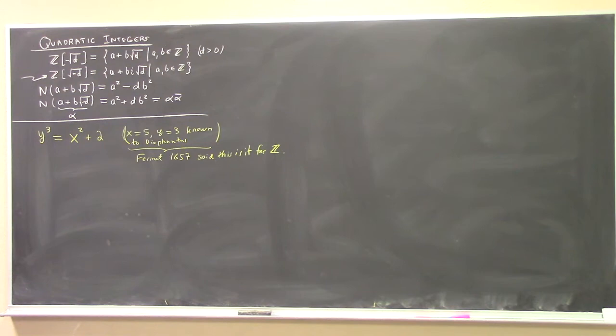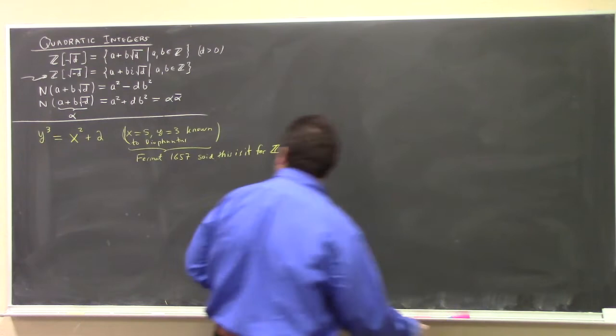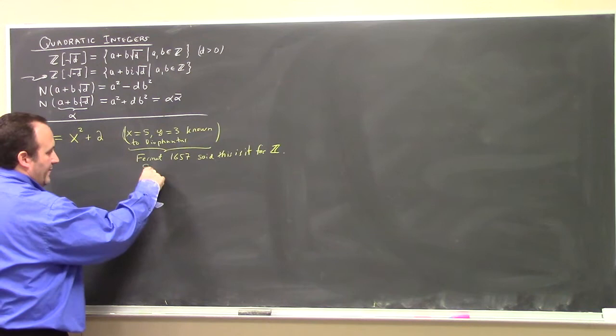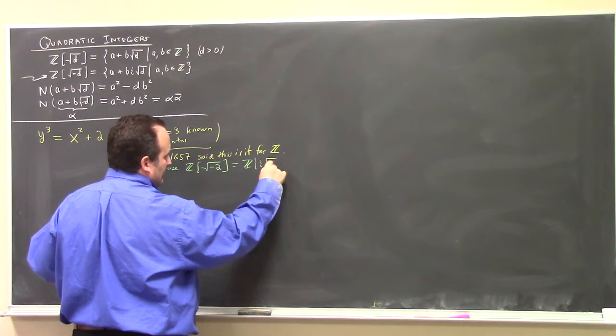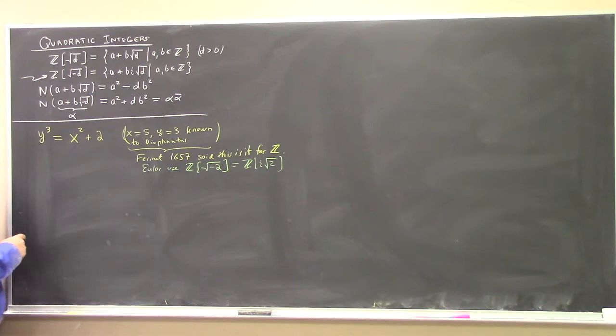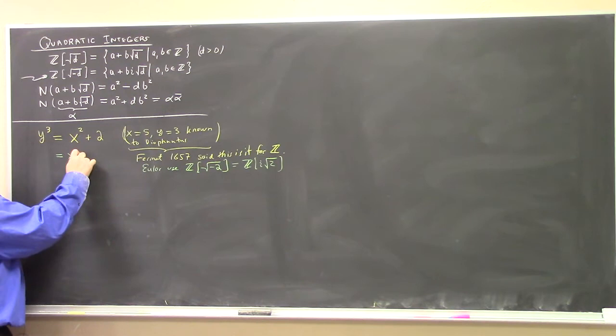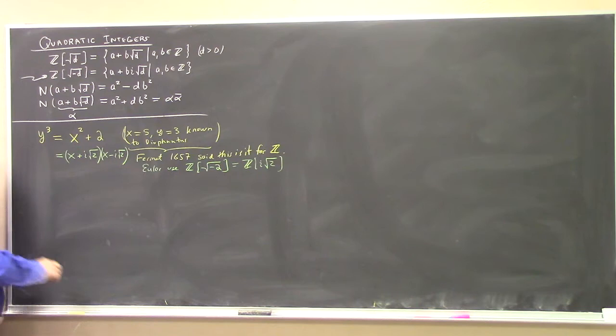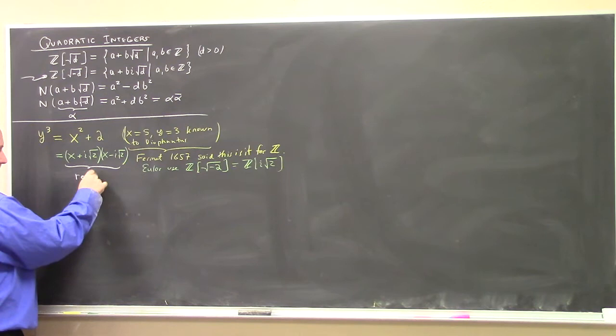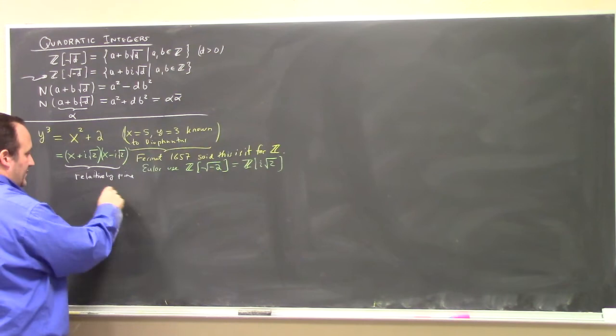What do you think the argument is? So we're going to work in, so Euler said, use Z adjoined the square root of minus 2, or you could look at this as Z adjoined i root 2, if you prefer. So if we have that, we can factor this: x plus i root 2 times x minus i root 2. And you can argue that these are relatively prime in Z adjoined root 2 times i.